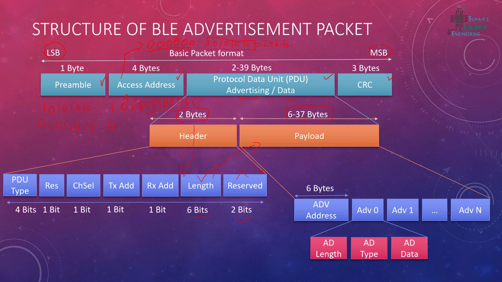The first byte of the header is this, and the second byte is this. The first byte has the PDU type, then it has a reserved bit. The first 4 bits are basically the PDU type. The 5th bit is reserved. Then we have a channel selection bit, TX bit, and RX address bit. We have these 8 bits, and they represent some of the stuff. So first, let's see the PDU type. We have to move to the next slide to understand this.